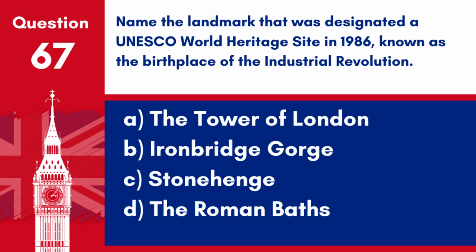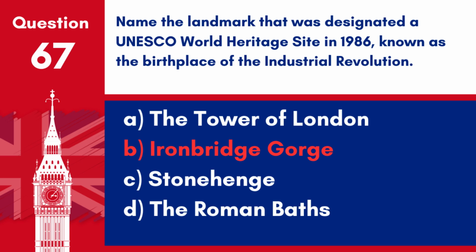Question 67. Name the landmark that was designated a UNESCO World Heritage Site in 1986, known as the birthplace of the Industrial Revolution. A. The Tower of London. B. Ironbridge Gorge. C. Stonehenge. D. The Roman Baths.